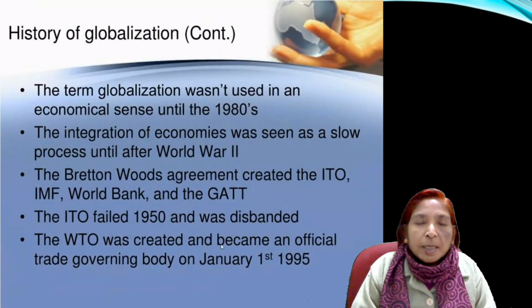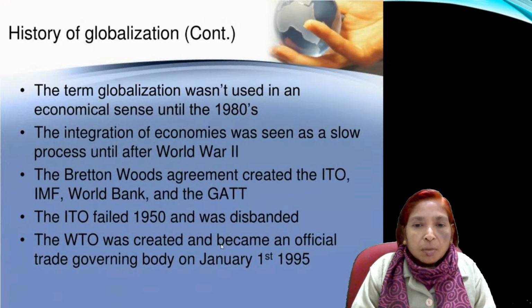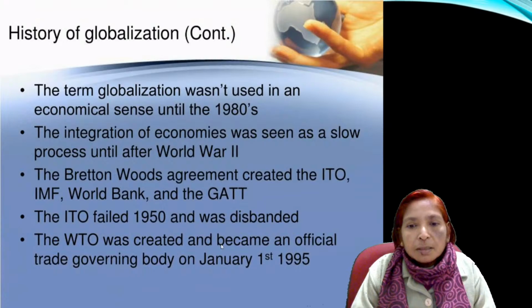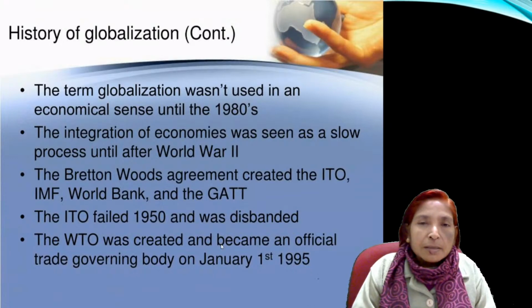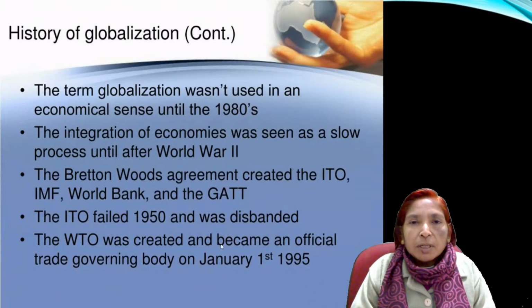Now, the term globalization was not used in an economic sense until the 1980s. The integration of economies was seen as a slow process until after World War II. The Bretton Woods Agreement created the International Trade Organization, International Monetary Fund, World Bank, and the GATT. GATT is the General Agreement on Trade and Tariffs. GATT was formed in 1947. At that time, 23 countries were members of GATT, and India was a founder member.